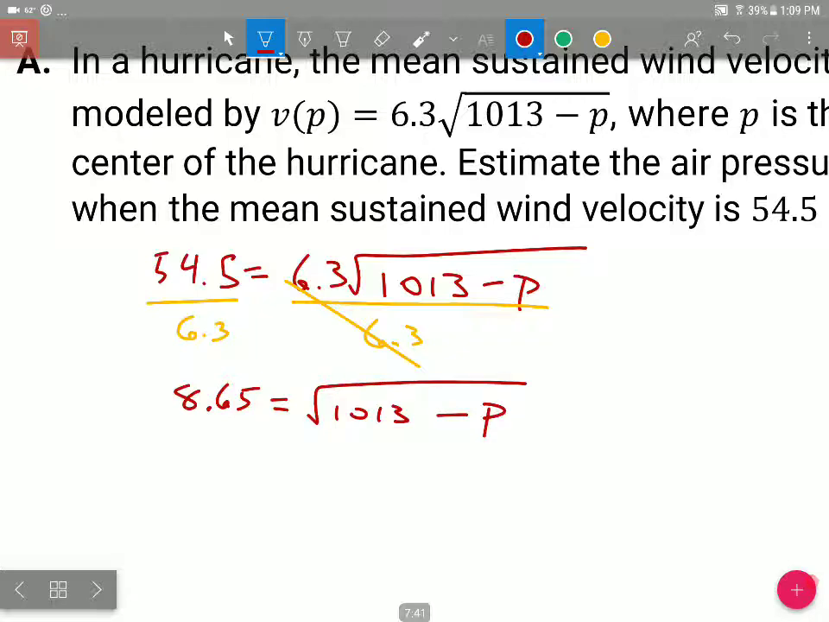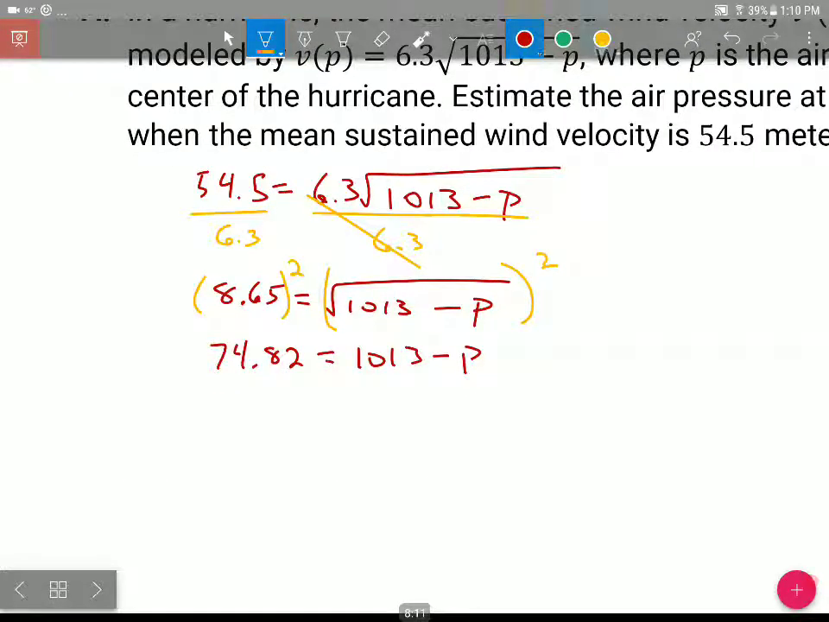Okay. Now what? Good. All you've got over there is a root, so we'll square it. And we all know what 8.65 squared is, right? It's like 79 point something, I think. 74. 74.82 equals 1013 minus P.